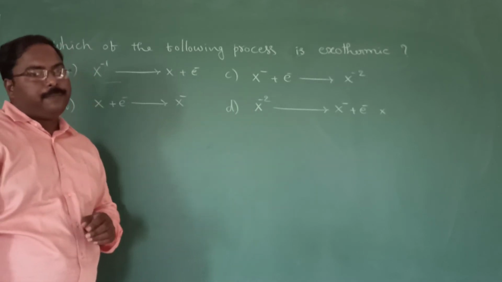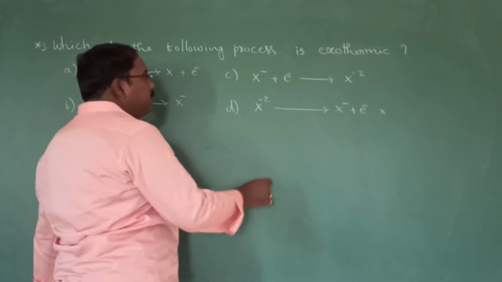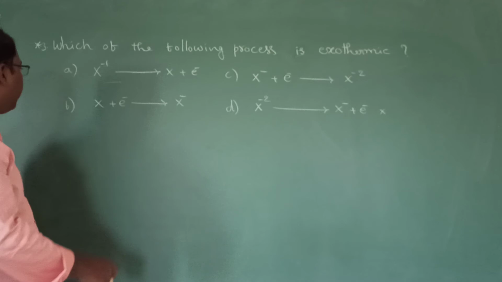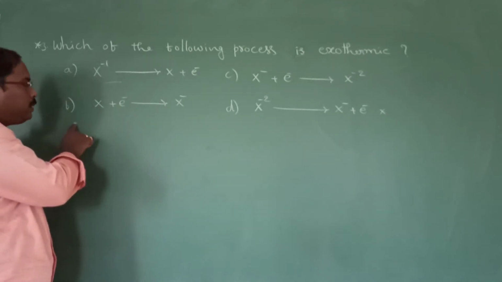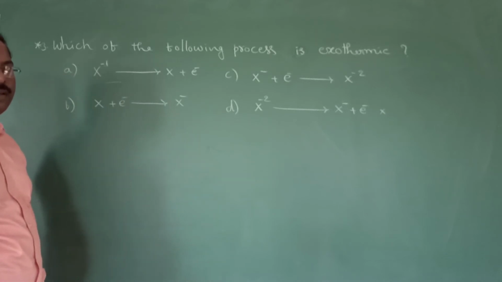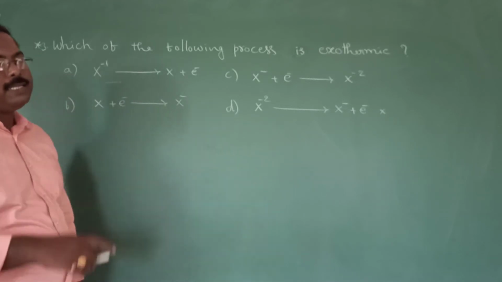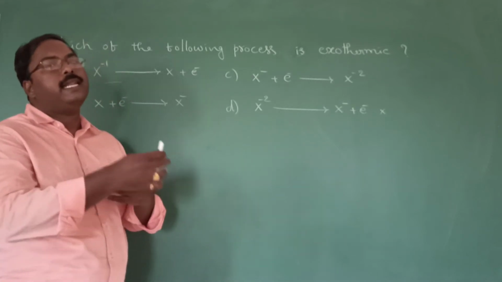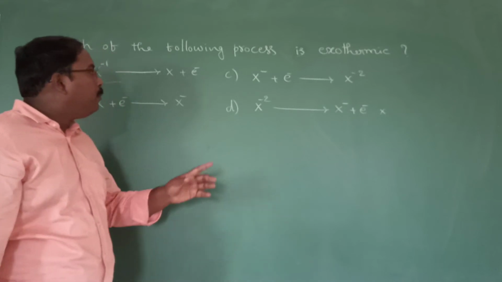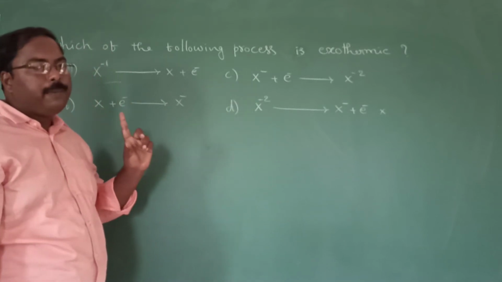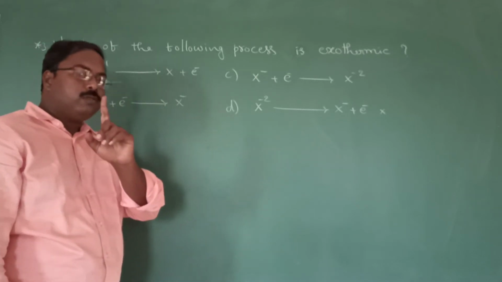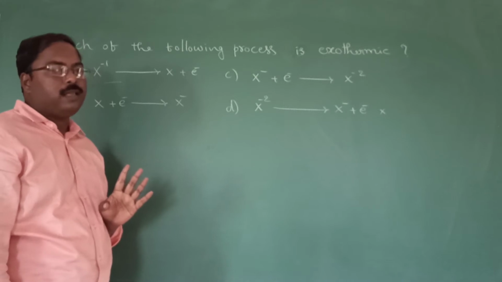Check option C. In option C, the electron is added to the ion. Coming to option 2, the electron is added to the X atom. So in both cases an electron is added, and the corresponding energy is called electron affinity. Both option C as well as option B add an electron, but out of the two, we have to choose only one.